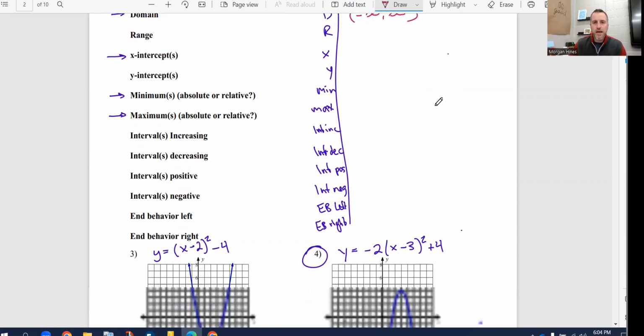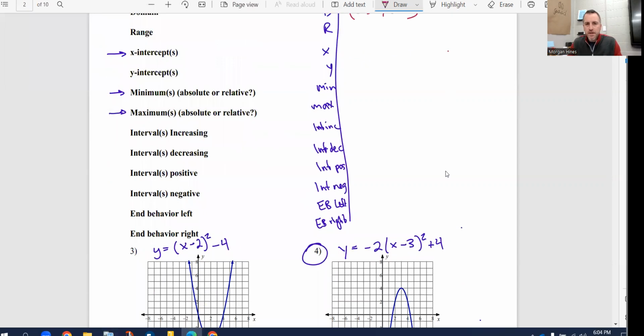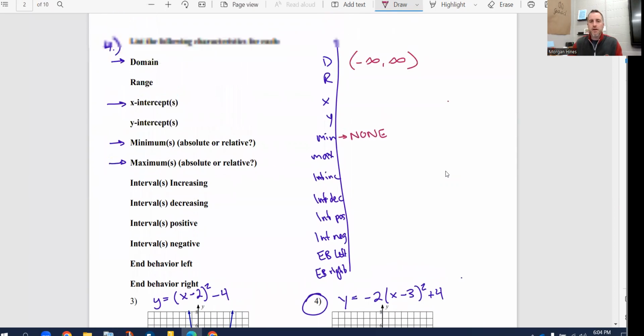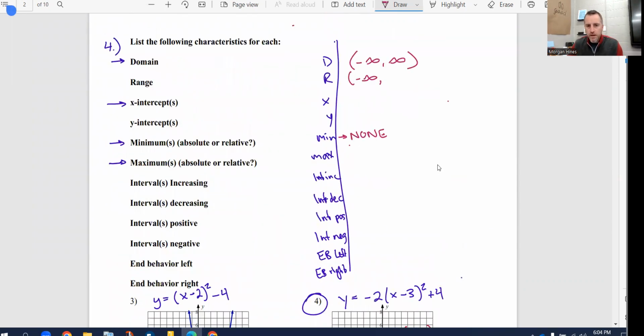Y, however, cannot be whatever it wants to be. These values do go down in the negative direction forever, which means there is not a minimum value. Minimum, none. Which means the range goes down to negative infinity. However, there is a maximum value. Where does it occur? It occurs at (3, 4). Let's write that here. So (3, 4) is the maximum value, which means the range is negative infinity to 4.